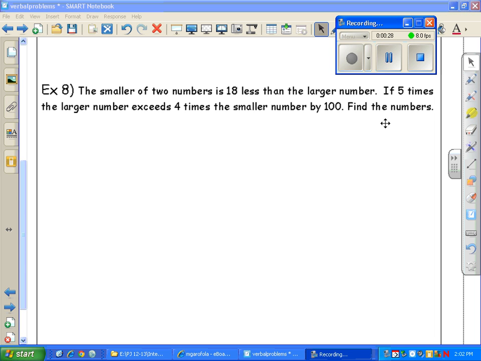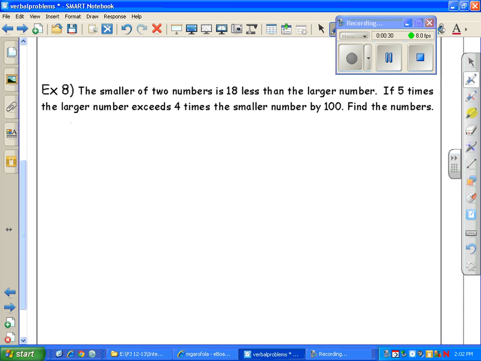So remember from class, we want to start out any word problem with a let statement so that we can define our variables. And since they're asking us for two numbers, we're going to want two parts to our let statement. In the first sentence, they're comparing some aspect of the smaller number to the larger number. Well, therefore, we're going to let x equal the larger number in this problem.